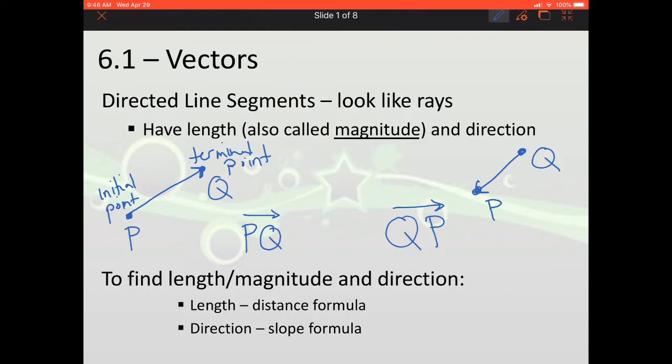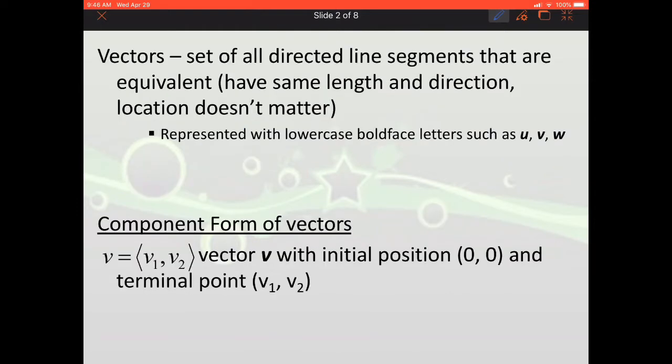So it has direction. If you were to find its length for a directed line segment, you would use your distance formula, and to find its direction, you would use the slope formula. Now that we've talked about directed line segments, vectors are just the set of all directed line segments that are equivalent. And when I say equivalent, that means they have to have the same length and the same direction. The location doesn't matter.